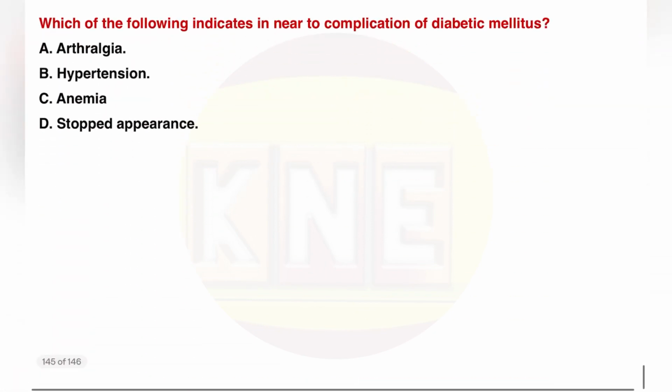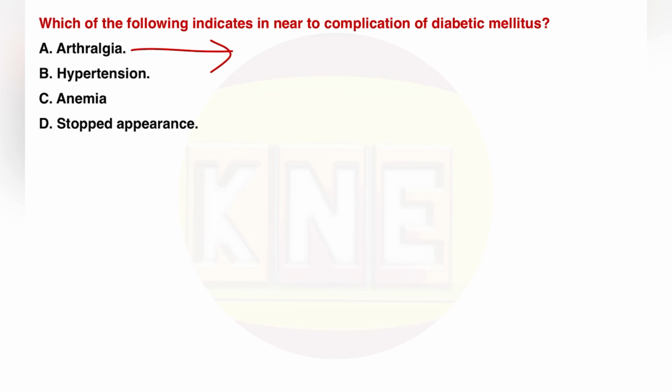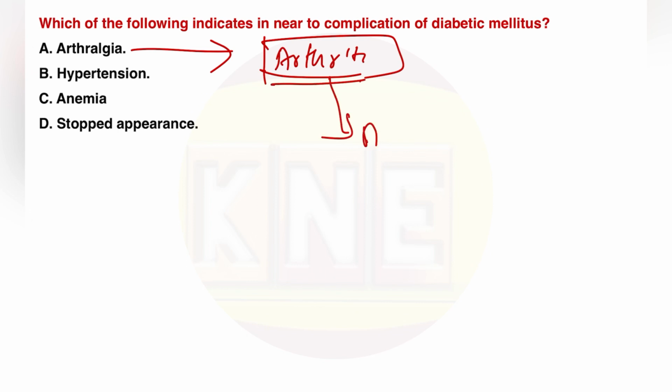Next question. Which of the following indicates he is near to the complication of diabetic mellitus? See, arthralgia occurs in whom? That is who are having arthritis. And I need to clarify one thing: who are all having arthritis, they may have arthralgia.